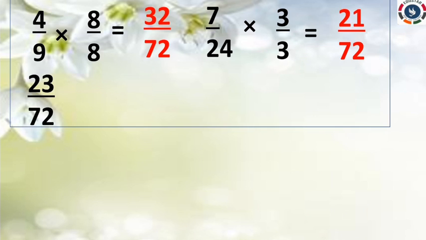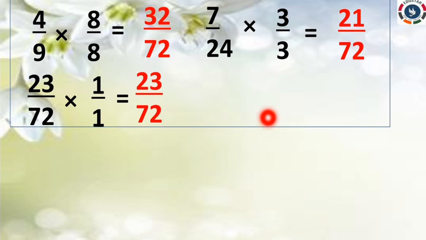And the next fraction is 23 by 72. So already we have 72 in the denominator. So what do you want to multiply by? Only 1. So 23 by 72 into 1 by 1 is equal to 23 ones are 23, 72 ones are 72. So 23 divided by 72.